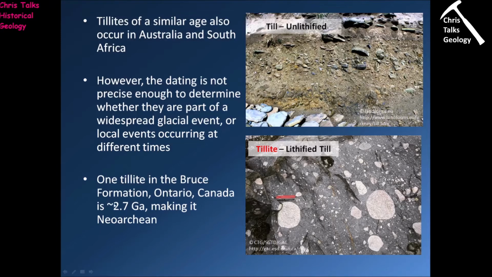One tillite, from the Bruce Formation in Ontario, has a date of 2.7 billion years. That actually makes it Neo-Archean, so very late Archean. So not all of these early tillites are actually Proterozoic. We do have a few instances where they appear in very late Archean rocks, but the vast majority of Precambrian tillites are of Proterozoic age.